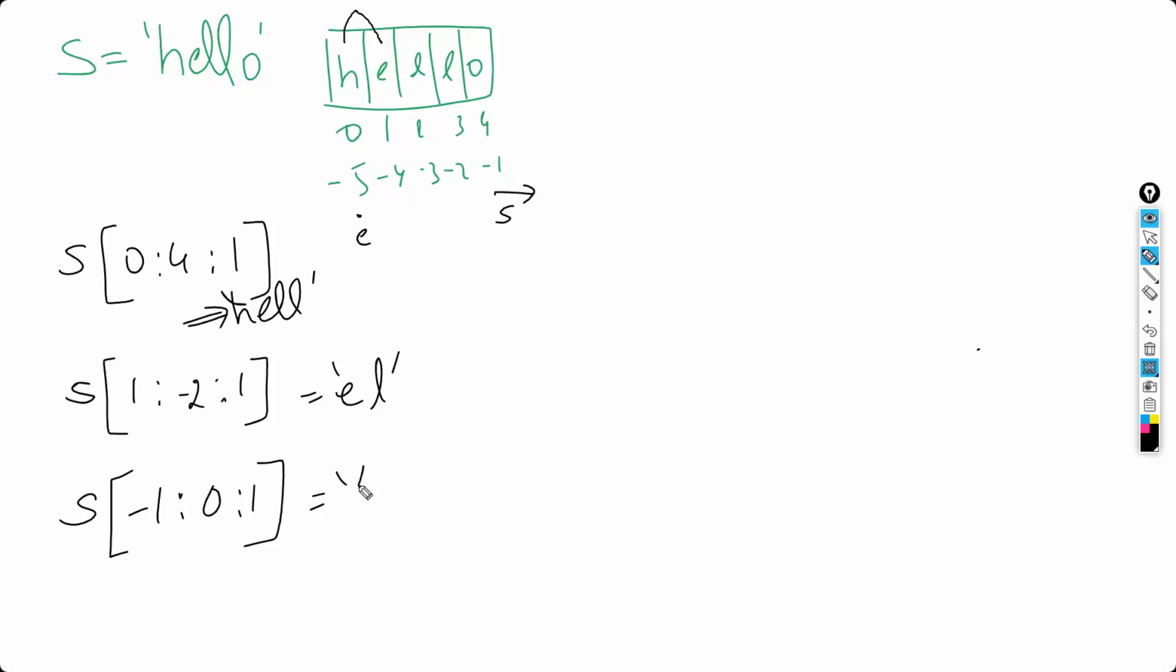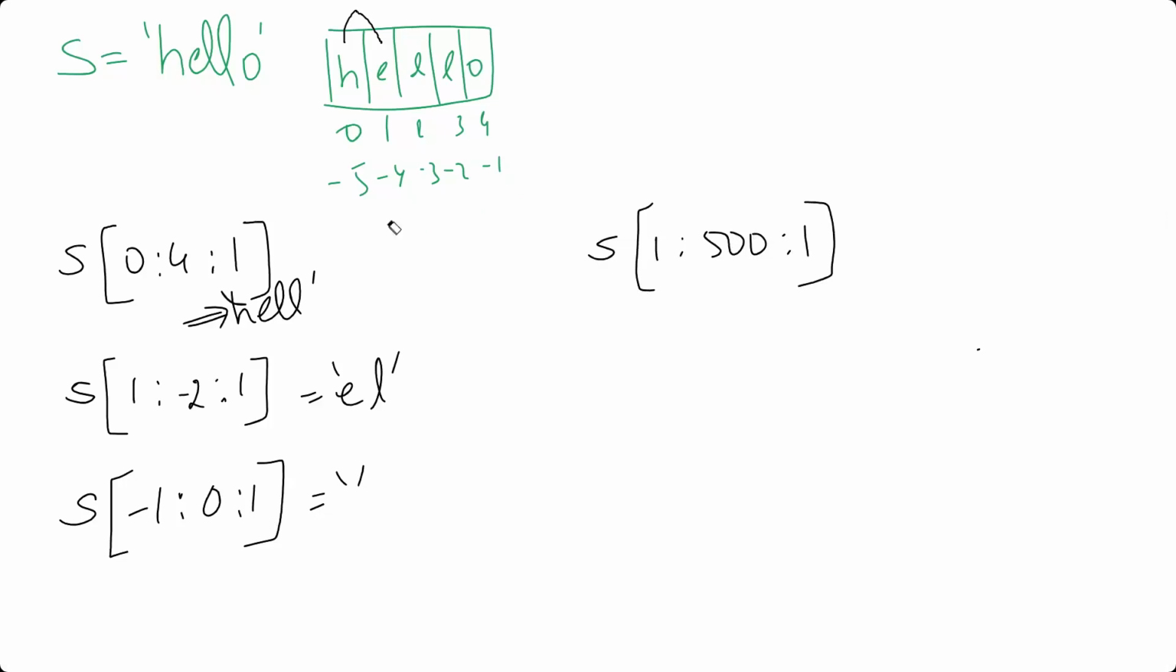Okay, next example. S of starting point 1 to 500 with the increment of 1. Where is the 1? Here. This is 1. Where is 500? 500 is not available, only up to 4 is there. Somewhere you write outside here, somewhere outside. And plus 1, it is a step of +1.